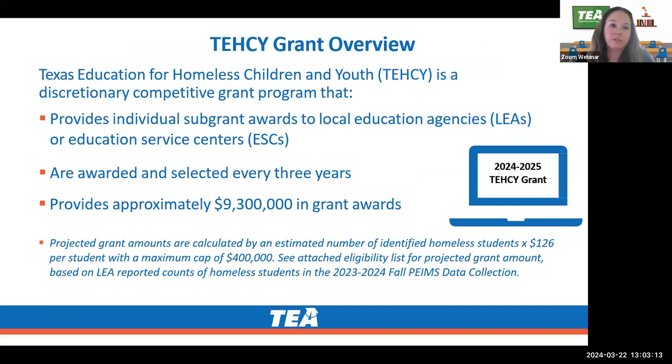The grant overview for this competitive grant program is that there are individual subgrant awards that are awarded to LEAs or school districts, as well as education service centers. They are awarded and selected every 3 years. So you do have to apply in this first subgrant cycle to be eligible for the entire 3 years. We are providing approximately $9.3 million in grant awards for the 24-25 grant cycle. The projected grant amounts are calculated by an estimated number of identified homeless students times $126 per student with a maximum cap of $400,000. See the attached eligibility list for the projected grant amount based on LEA-reported counts of homeless students in the 23-24 fall PEIMS data collection.